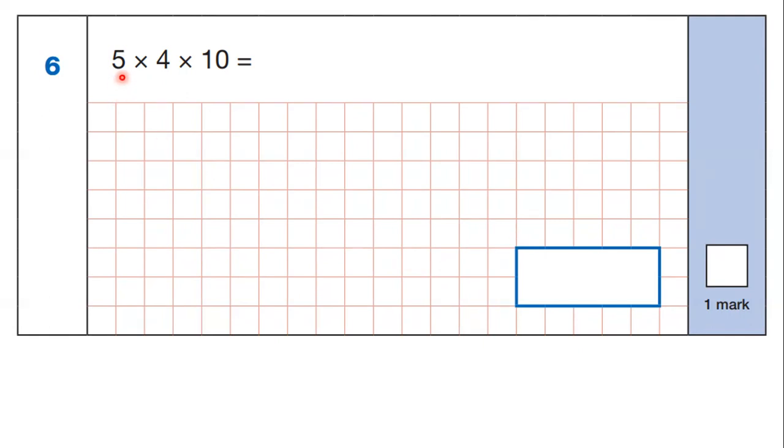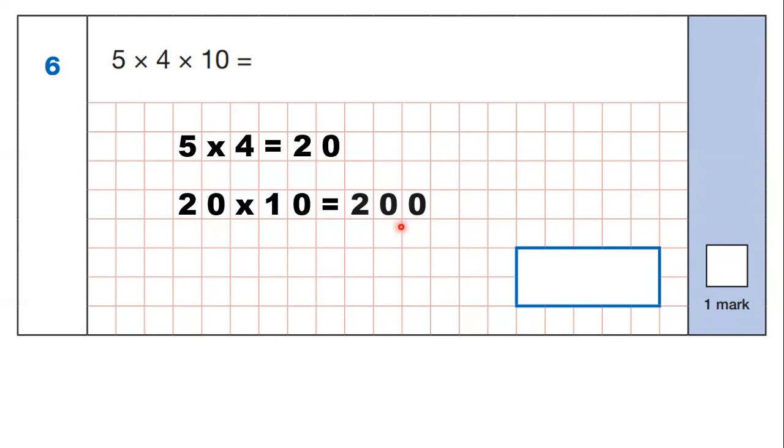Question 6, 5 times 4 times 10. We can multiply in any order, but if we work from left to right, we have 5 times 4, which is 20, and then we need to take that answer and multiply it by our final number, so we have 20 times 10. If you're multiplying a whole number by 10, you can just put a 0 on the end, so 20 times 10 is 200, and that's our answer.